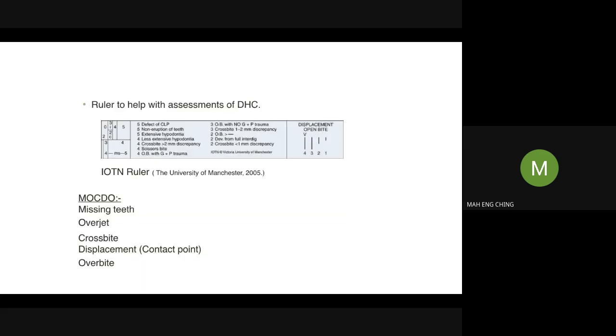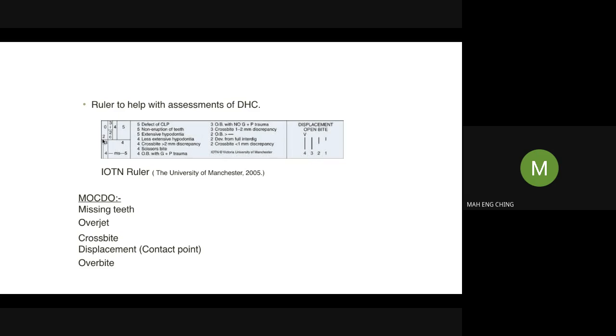So Manchester University came up with this IOTN ruler to help you make the assessment faster. Look at this ruler, it's specifically designed for IOTN. But without this ruler, you still can do the IOTN assessment or scoring. This ruler is just to make your job a bit easier. So you see the design of the ruler is very simple.